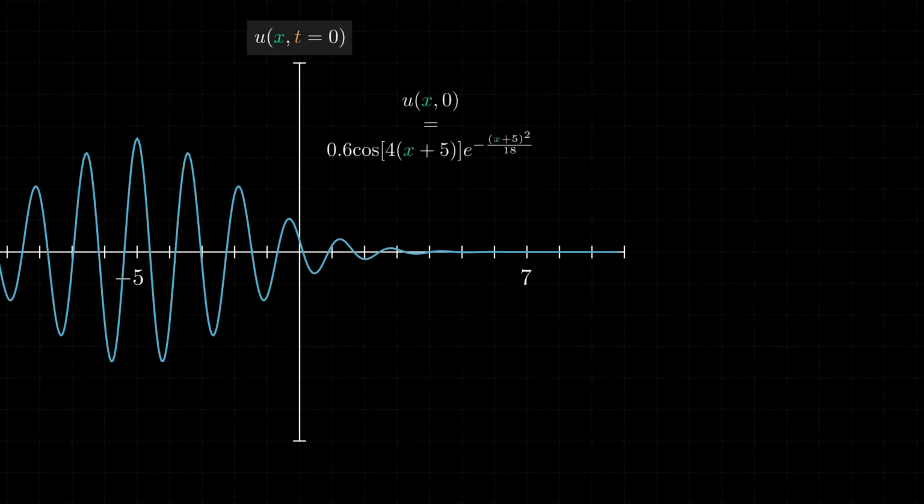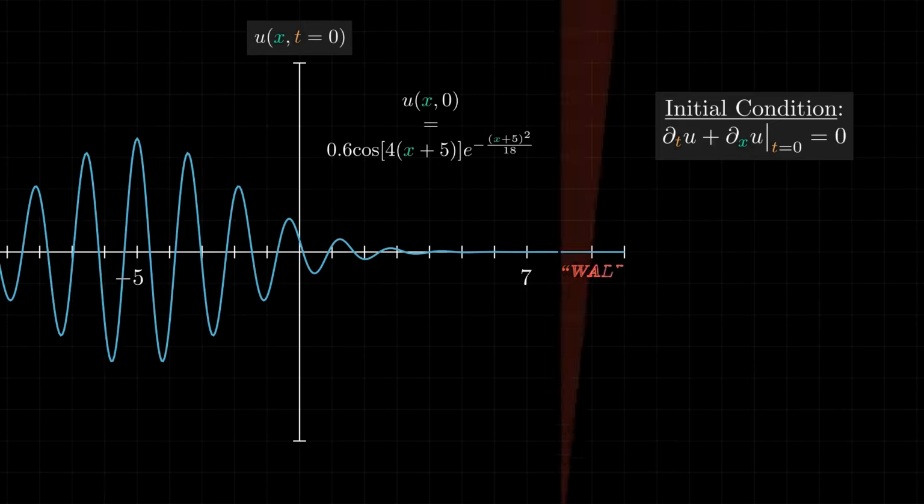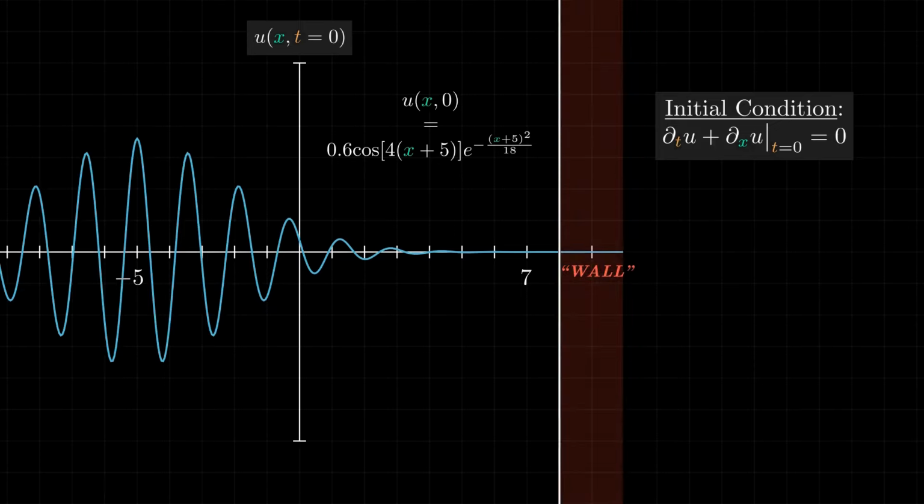Let's say at the beginning we have this graph of cosine curve multiplied by a Gaussian curve. This is the function u at time 0. Also at the beginning, let's say this function u(x, t) follows this partial differential equation. Also, let's add a solid wall as the right boundary. And we want the function u to be always 0 on the wall, that is, for x greater than 8.